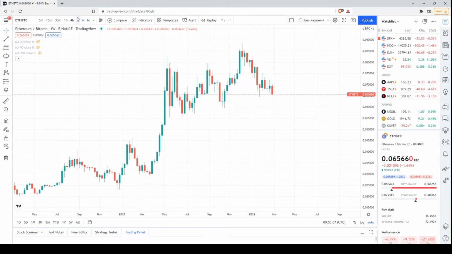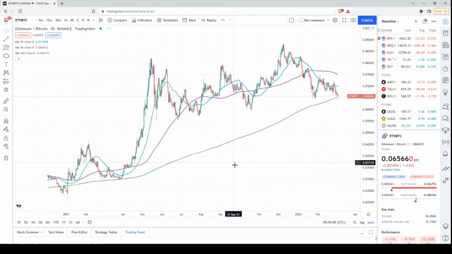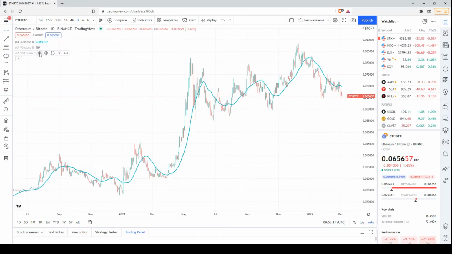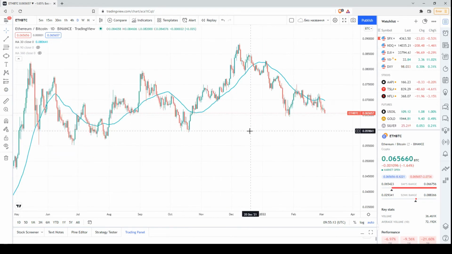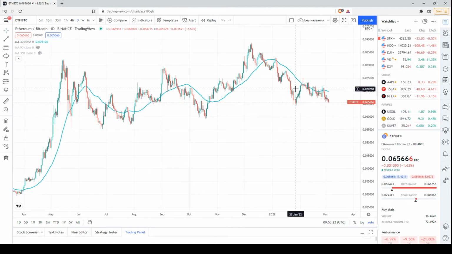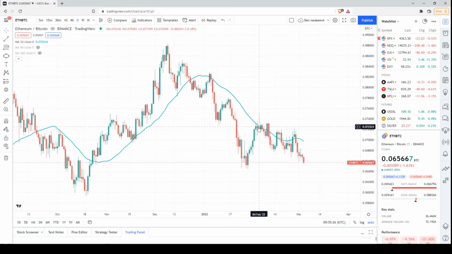Let's move on to the daily chart. This is the daily chart. We have three moving averages. Let's start with the first one. This is the 30-day moving average, or 1 month moving average. The price dropped below the 1 month moving average in the second half of December. Since then, it has been below the 30-day moving average. Of course, there were a couple of attempts for breakouts, but they were unsuccessful.